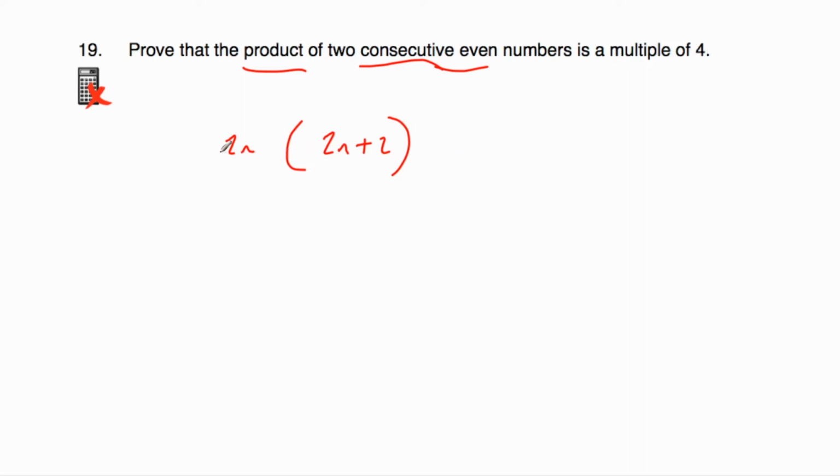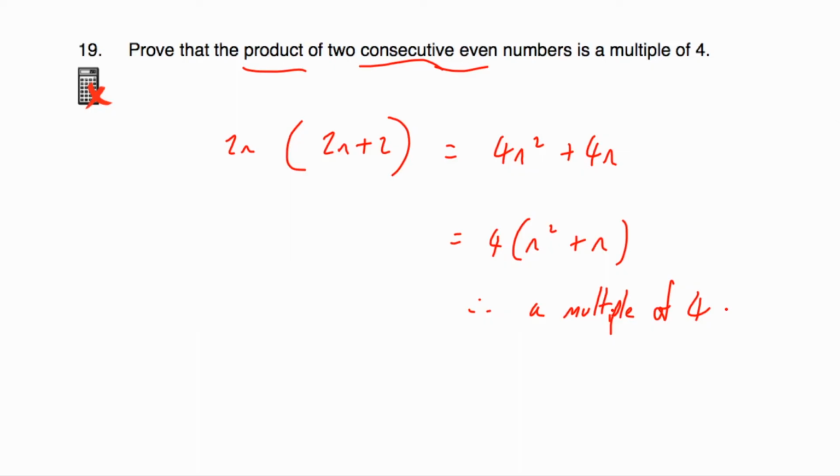So we're going to multiply this by 2n. So 2n times 2n is 4n squared, and 2n times 2 is plus 4n. So that means that whenever we multiply 2 consecutive even numbers, we would get 4n squared plus 4n. And let's take 4 out as a factor, so 4 bracket n squared plus n. And that's 4 times something, so therefore a multiple of 4.